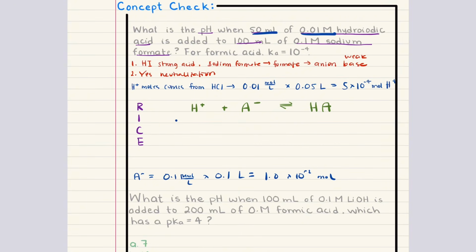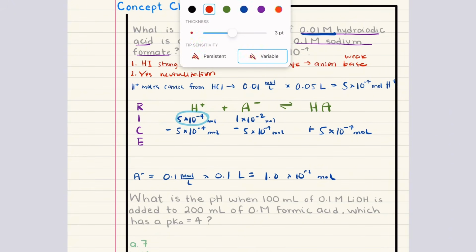The reaction is going to be 1-to-1. So the limiting reagent is going to be the one that has a smaller amount of moles to start off with. That is clearly the hydrogen ions. So in our change, we're going to consume all of the moles of hydrogen ions, all 5 times 10 to the negative 4 moles. And the same amount will be consumed of our formate. So that means we're going to place that minus change in the change line.